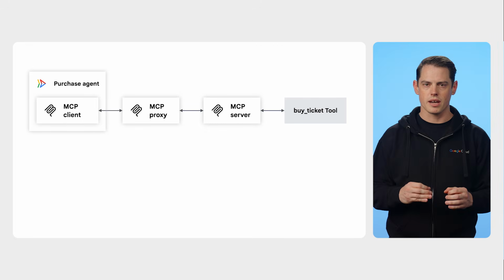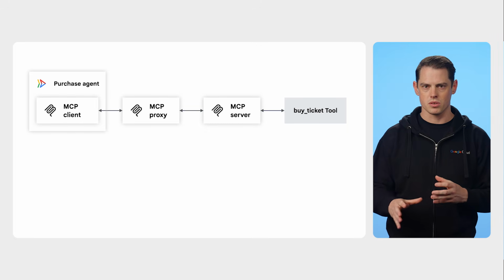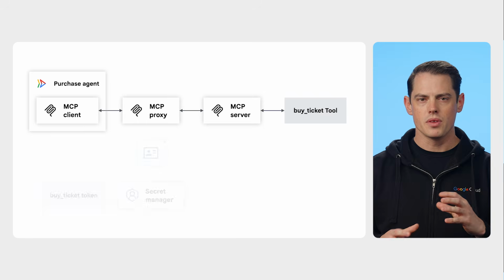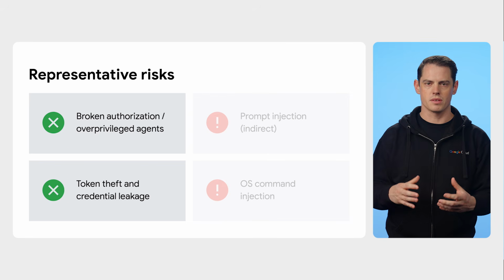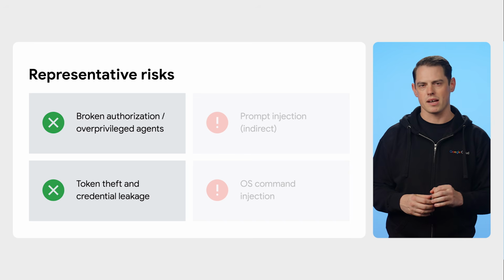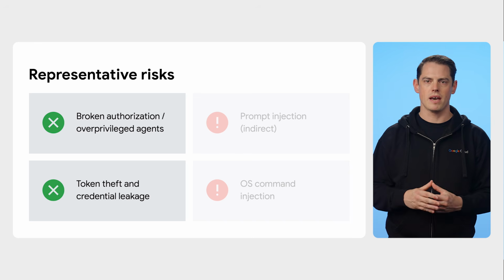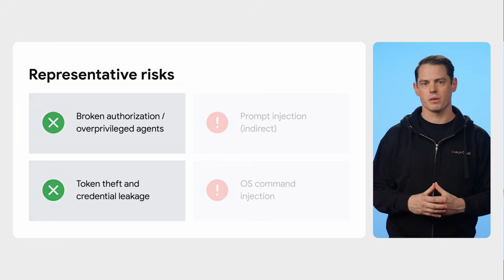This identity is checked by the MCP proxy or authorization server, depending on the architecture. This approach minimizes the utility of tokens in different environments, limiting the impact even if they're stolen. So this foundational control directly mitigates the risk of broken authorization and overprivileged agents by preventing broad access scopes. It also limits the impact of token theft and credential leakage by restricting the scope of any stolen credentials.